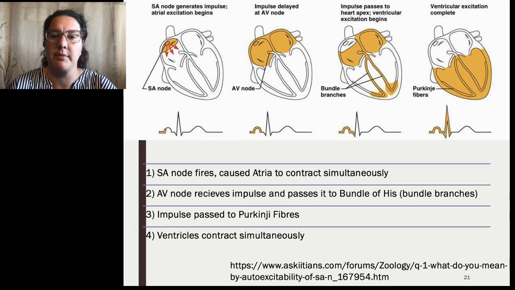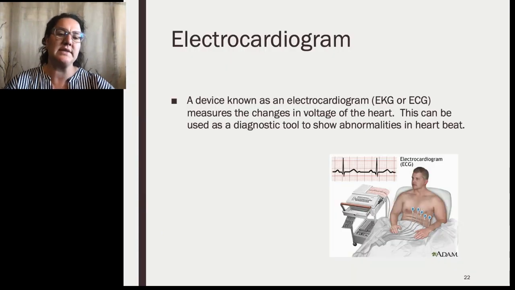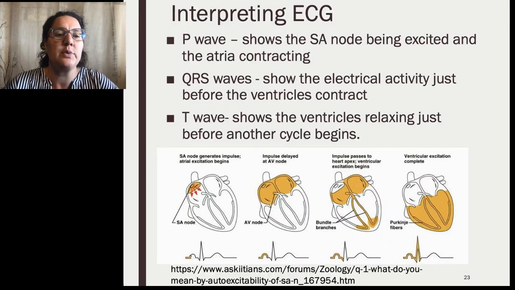and pulmonary artery. So we can see this heartbeat diagram if we do an electrocardiogram, known as an EKG or ECG, which measures the changes in voltage of the heart. And it can show us any abnormalities in a heartbeat. So each of these waves has a different letter associated with it.